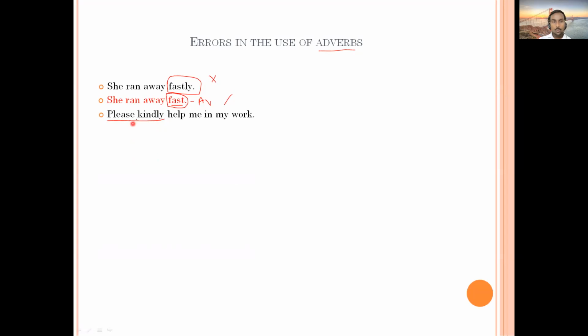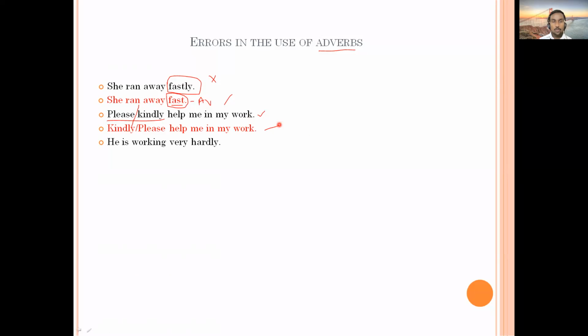So you'll come to know there are two adverbs which are used here. Please is also, and kindly is also. So you can skip one. You can say please help me in my work, or you can say kindly help me in my work. So this way you can correct this sentence.